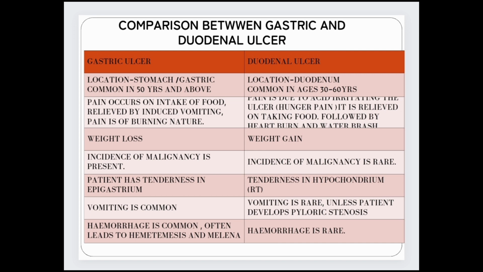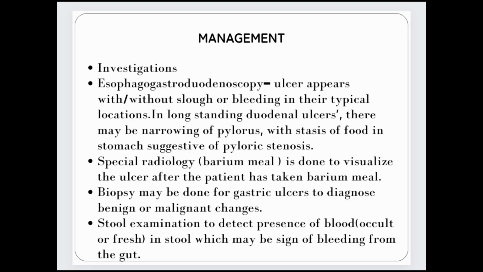In gastric ulcer, hemorrhage is common, often leads to hematemesis and melena, and in duodenal ulcer, hemorrhage is rare. Next is management. We have to do some investigations. First one is esophagogastroduodenoscopy. In that, the ulcer appears with or without slow bleeding in their typical locations. In long-standing duodenal ulcers, there may be narrowing of the pylorus with stasis of food in the stomach, suggestive of pyloric stenosis.